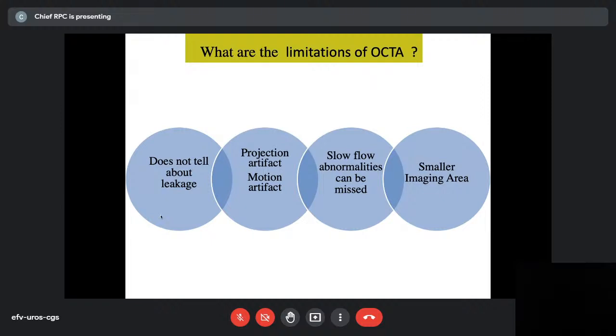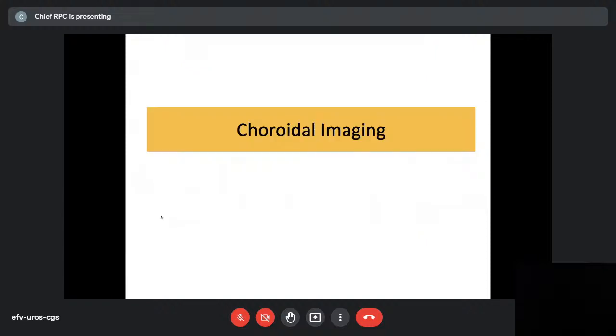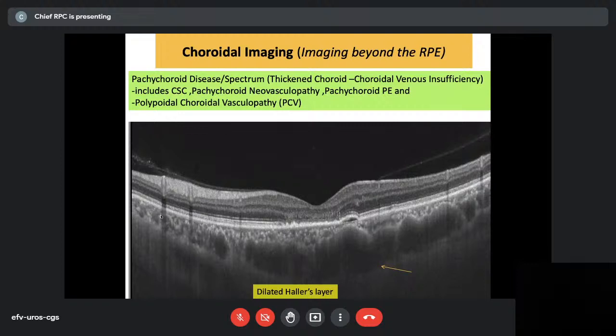And slow flow abnormality, I told you, microaneurysms or polyps may not be picked up. It has a smaller imaging area, because people are coming in with wider fields. 15 by 15 is there, but everything is wide field now. Choroidal imaging is also important. In PCV, you see a dilated Haller's layer, which you all know.